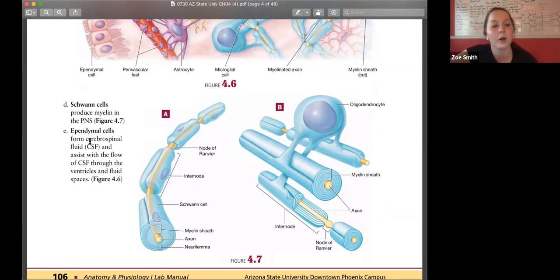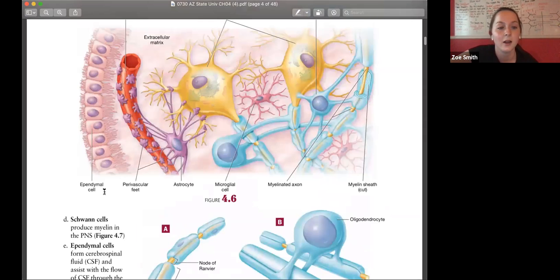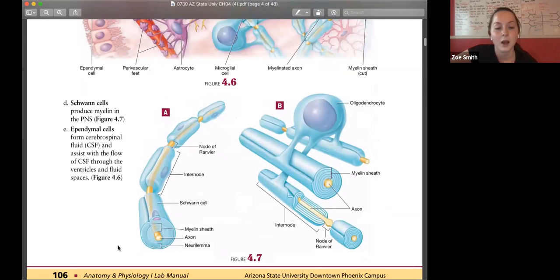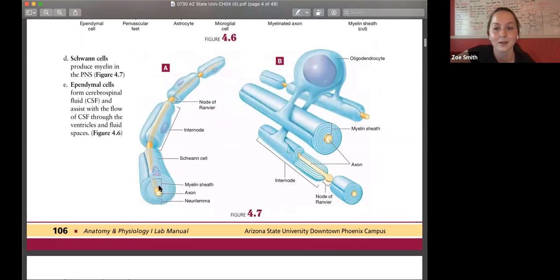Ependymal cells form cerebrospinal fluid and assist with the flow of CSF through the ventricles and fluid spaces. And you can see the ependymal cells right there. Awesome. Between the myelin sheath, there are these gaps called the nodes of Ranvier, and those are just gaps in the myelin sheath. And then between the nodes, inter means between, so the internode is just the space between the nodes. It does contain myelin sheath.